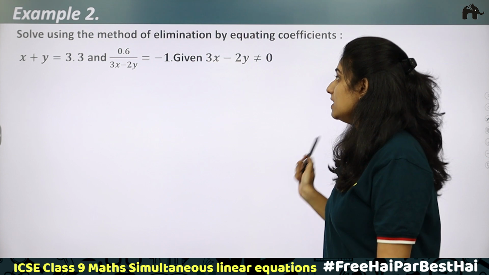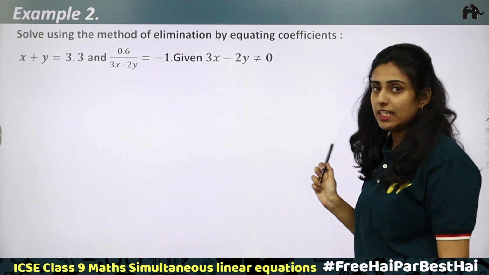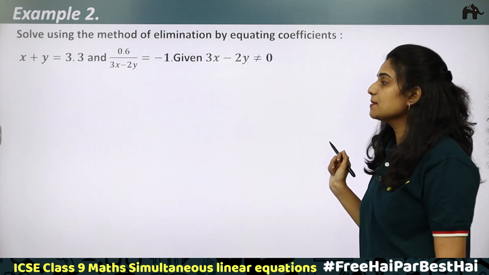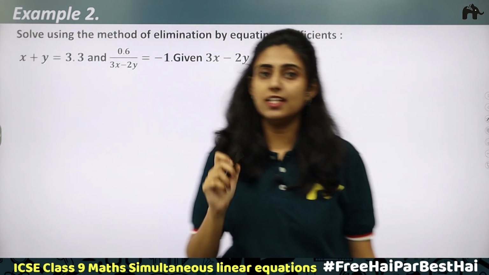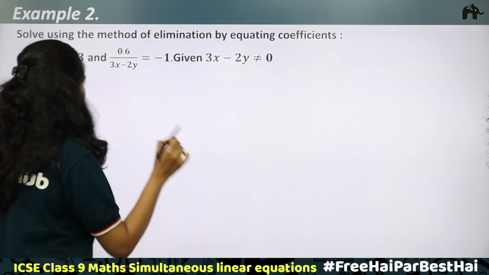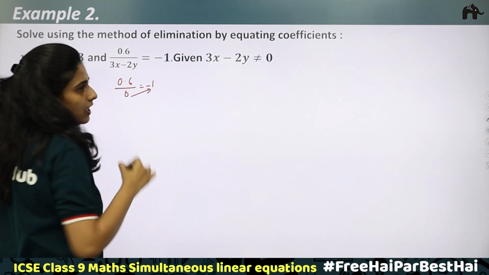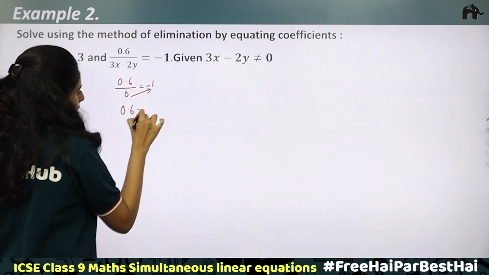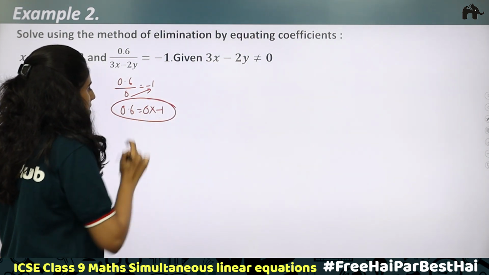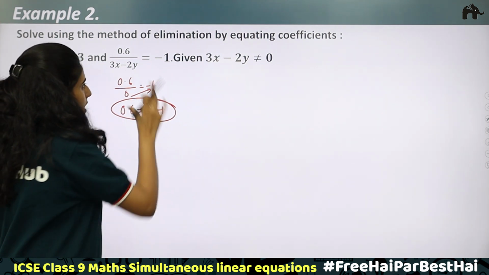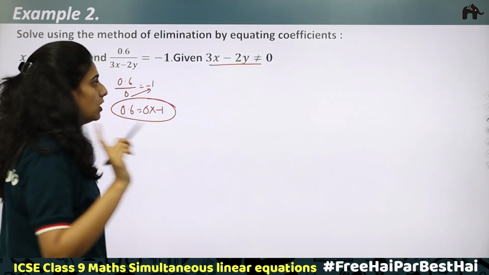Clear? Second example, solve using the method of elimination by equating coefficients: x plus y is equal to 3.3 and 0.6 divided by 3x minus 2y is equal to minus 1, given 3x minus 2y not equal to 0. If 3x minus 2y is equal to 0, then what happens? Here we have 0.6 divided by 0 equal to minus 1. 0 when taken to the opposite side, what happens? 0.6 is equal to 0 into minus 1. Is this possible? Left hand side 0.6 is equal to right hand side 0. No, right? So the statement will be false. So we are given that 3x minus 2y should not be equal to 0.